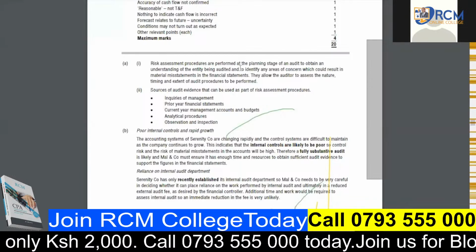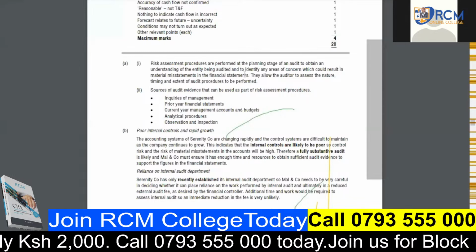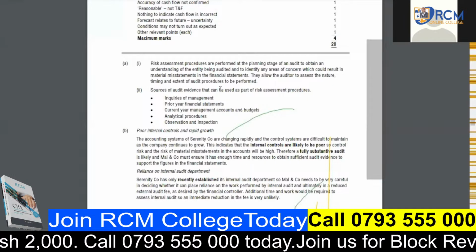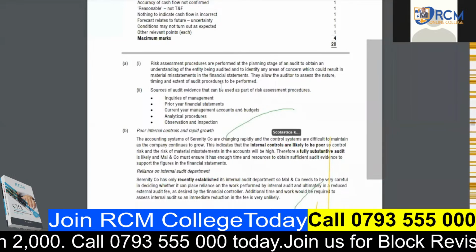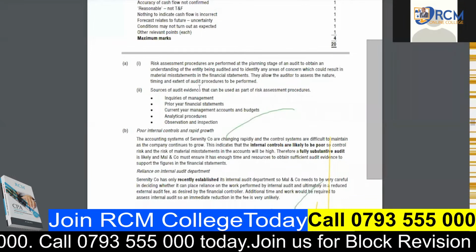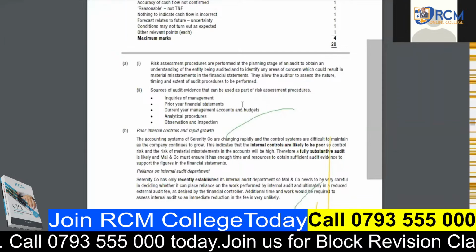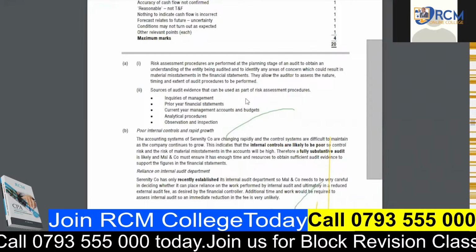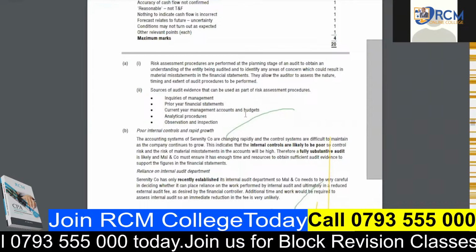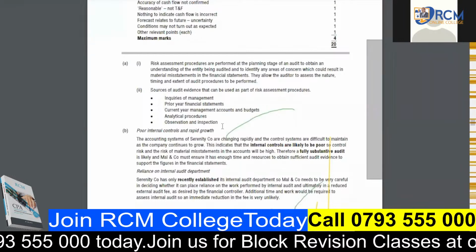Risk assessment procedures are performed at the planning stage of an audit to obtain an understanding of the entity being audited, right? And to identify any areas of concern which could result in material misstatements in the financial statements. They allow the auditor to assess the nature, timing, and the extent of the audit procedures to be performed. Sources of audit evidence that can be used as part of risk assessment procedures: we have inquiries of management, prior year financial statements is a key source, current year management accounts and budgets, analytical procedures, observation and inspection.